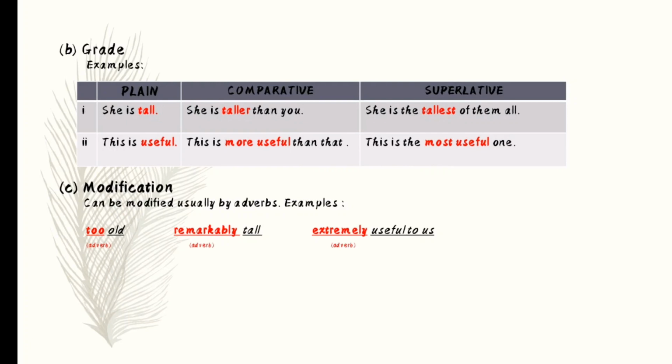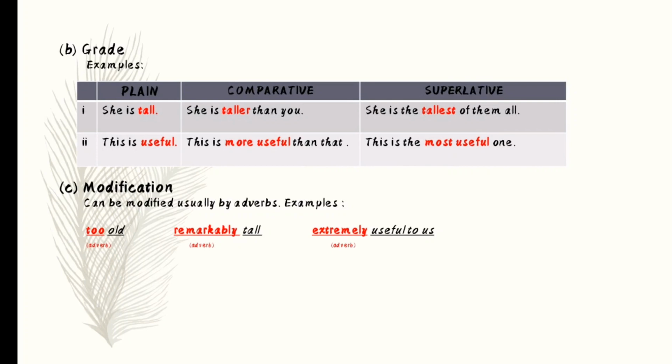3. Modification. They can be modified, usually by adverbs. For example, too old. Too is an adverb that modifies old. Remarkably tall. Extremely useful to us.